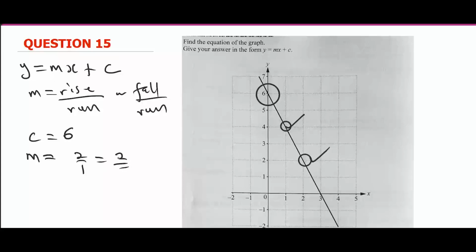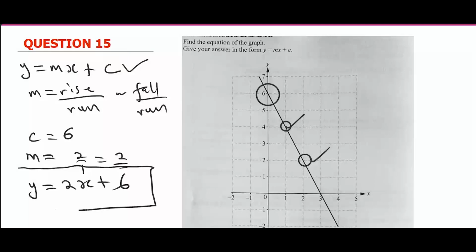Okay, so we can now substitute the values of m and c into this equation, and that will be our final answer. So y = 2x + 6. So this will be the equation of that graph.